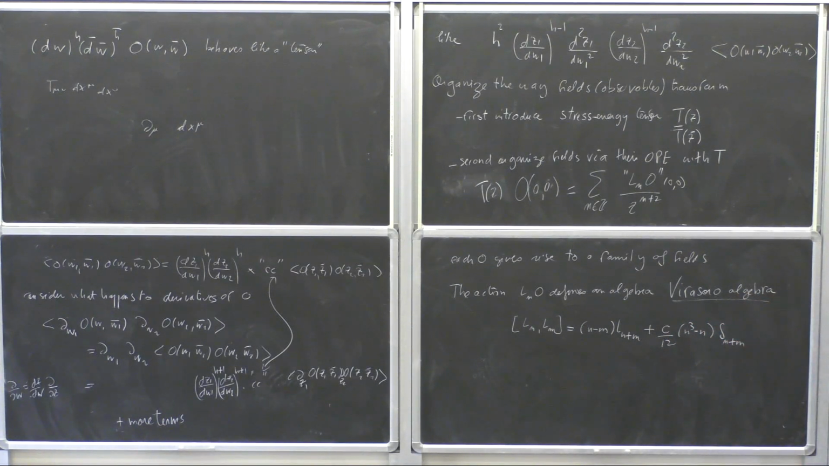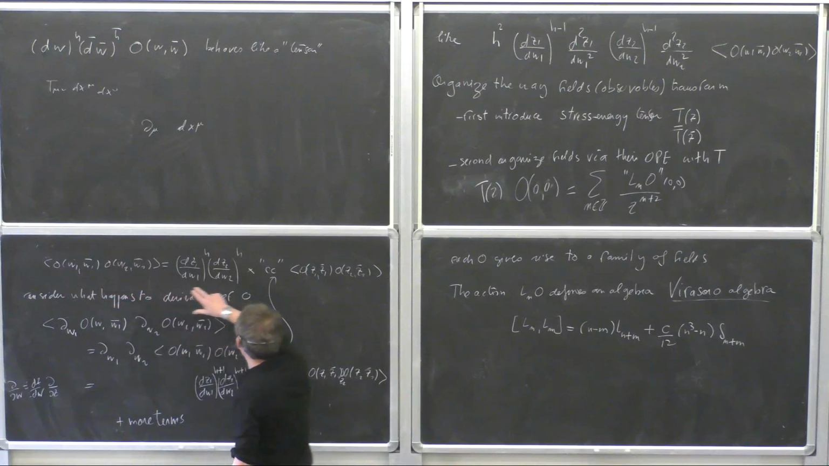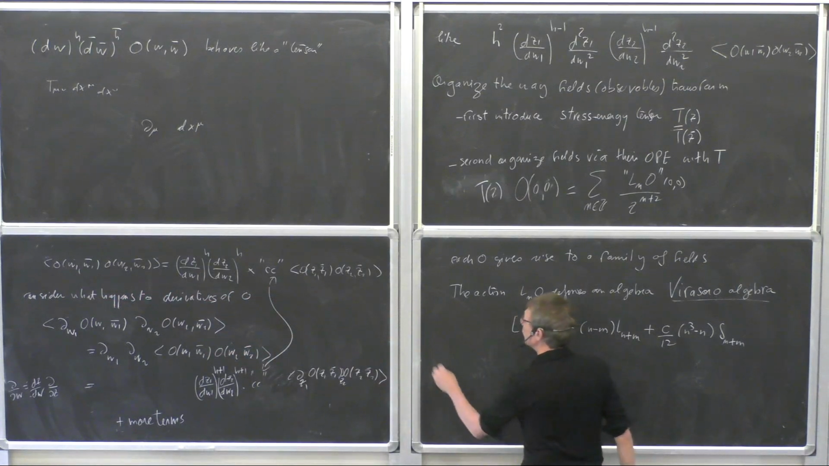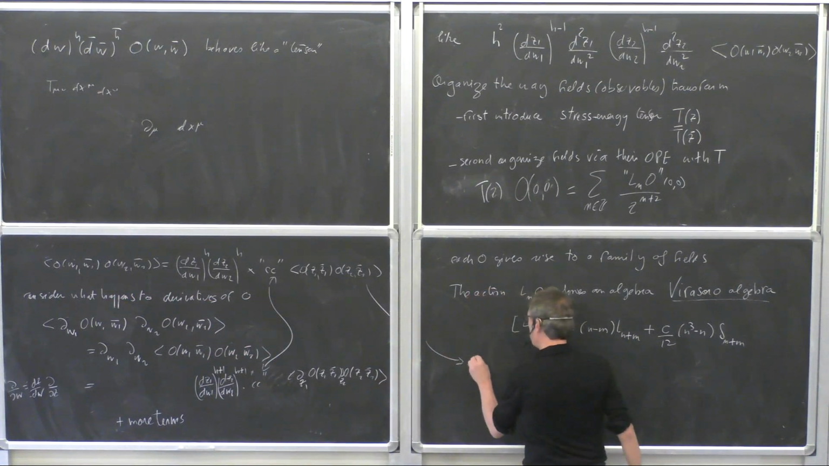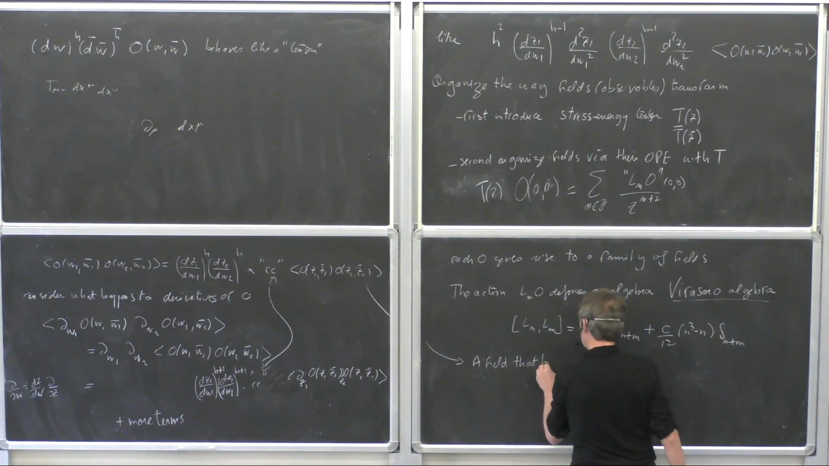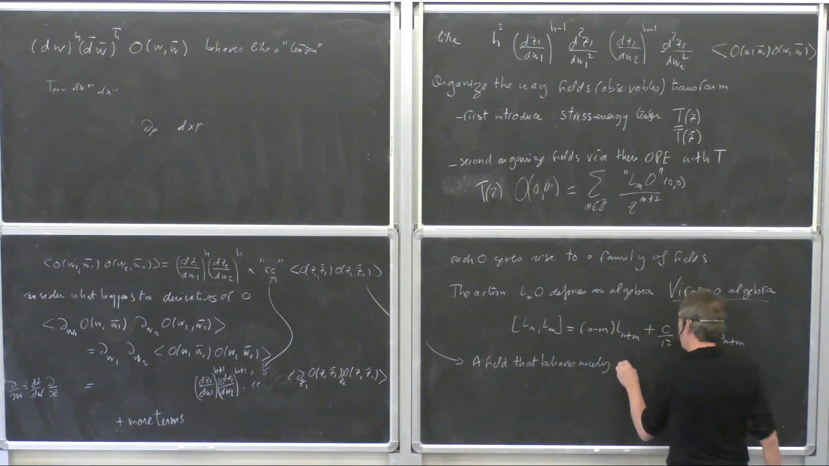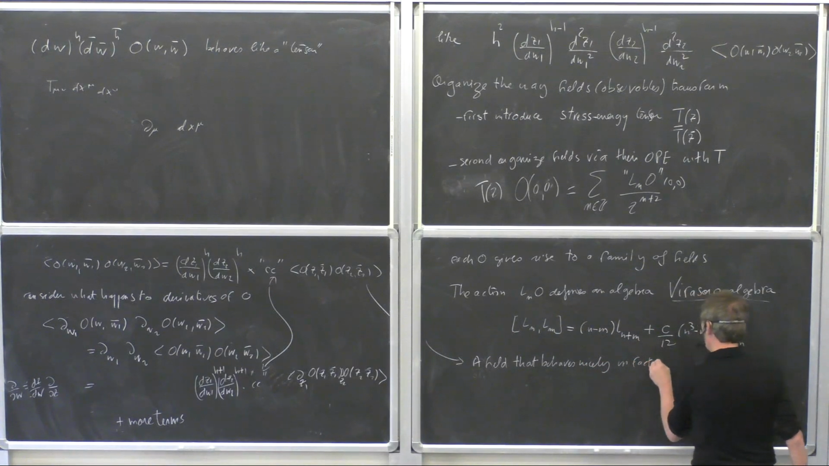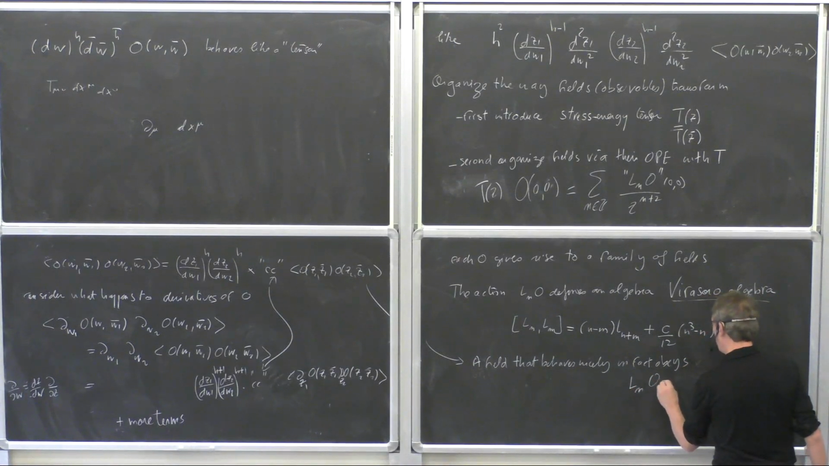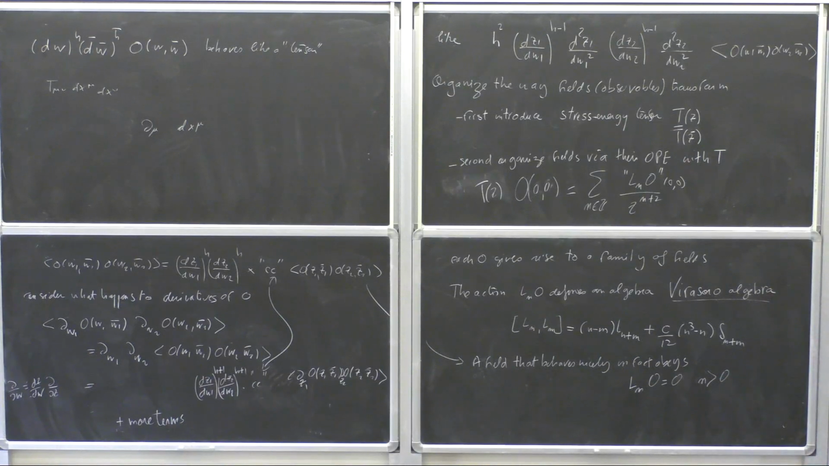Well, this second term I'll comment about in a minute. But the first point is that a field that behaves nicely in fact obeys that Ln O equals 0 for n positive. It is a sort of highest weight.